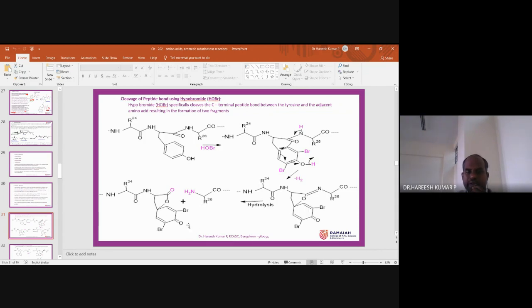Two fragments are obtained. This fragment will have a colored one. This can be separated and subjected to C-terminal sequence finding by Edman's reagent, and it is possible to know the sequence of amino acids present in this fragment. It is also possible to find out the sequence present in this other fragment. So overall, the cleavage of peptide can be achieved by using hypobromide. This hypobromide selectively cleaves the peptide bond between the tyrosine and the adjacent amino acid. That's the explanation.